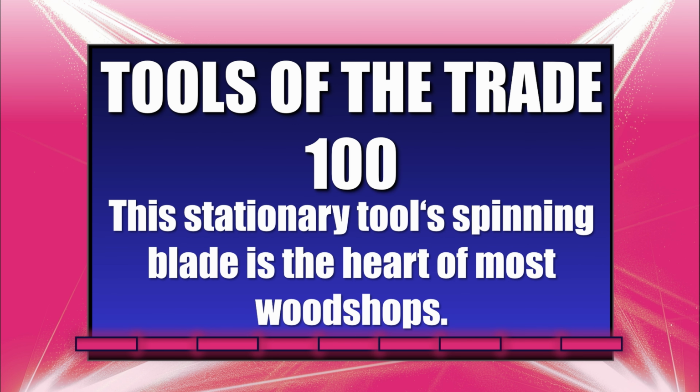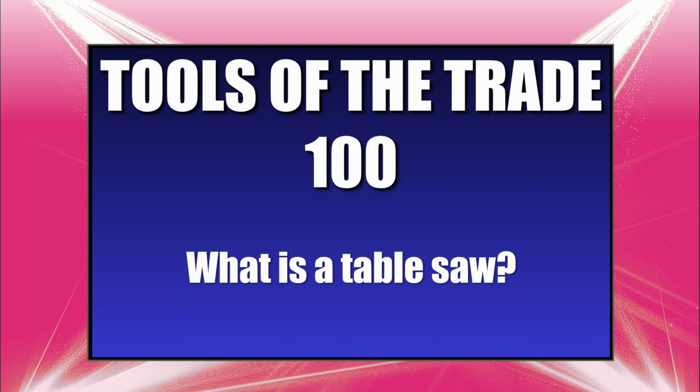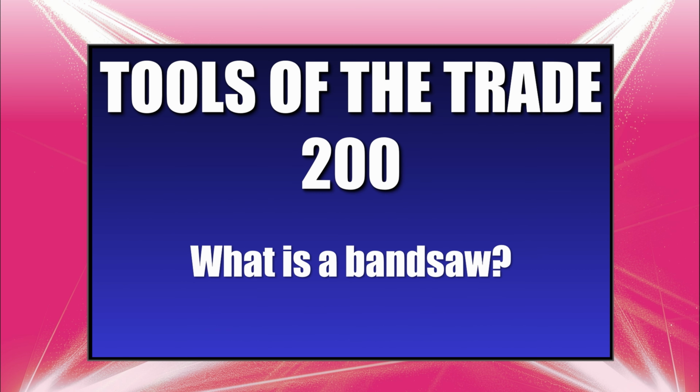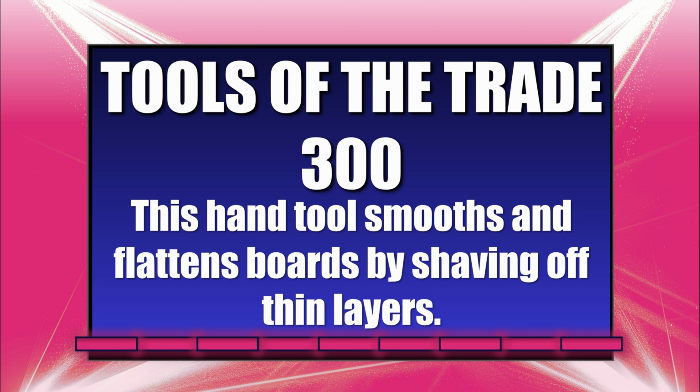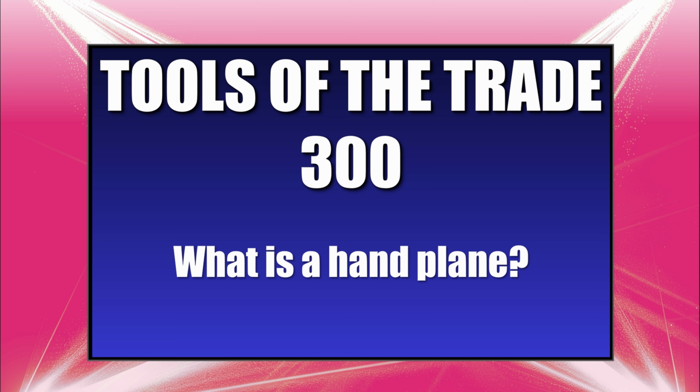Tools of the trade for 100. This stationary tool's spinning blade is the heart of most wood shops. What is a table saw? Tools of the trade for 200. This stationary tool uses a thin vertical blade to cut curves and irregular shapes. What is a bandsaw? Tools of the trade 300. This hand tool smooths and flattens boards by shaving off thin layers. What is a hand plane?